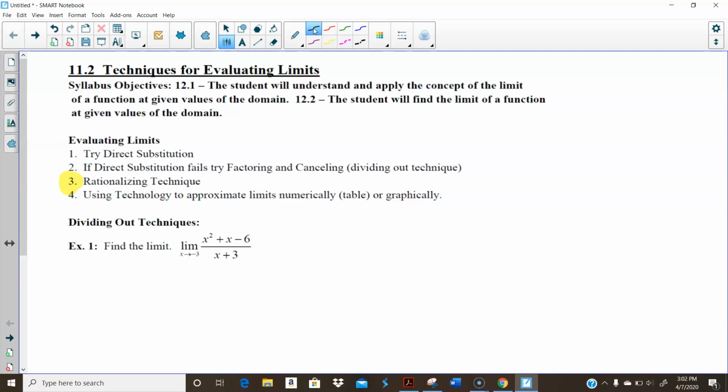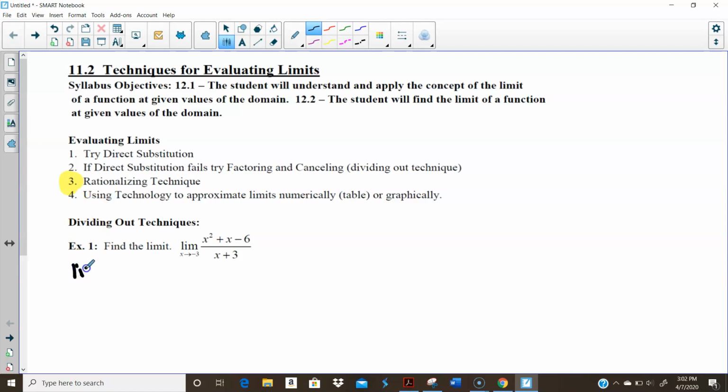Example 1, find the limit as x approaches negative 3 of x squared plus x subtract 6 over x plus 3. If I try direct substitution, negative 3 plus 3 is 0, and that is not going to work. So now I'm going to try step number 2, which is if direct substitution fails, try factoring and canceling, which is called the dividing out technique.